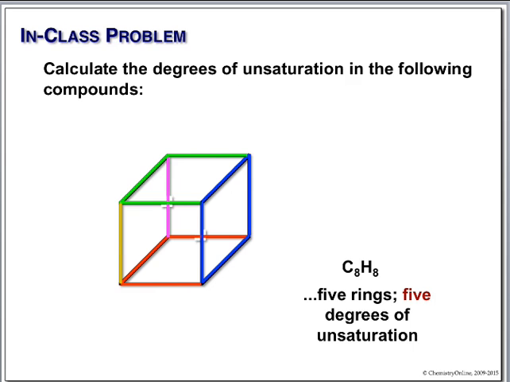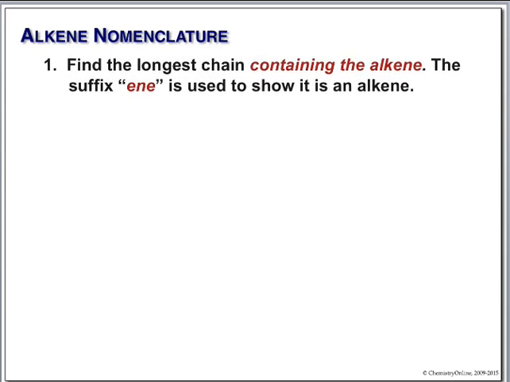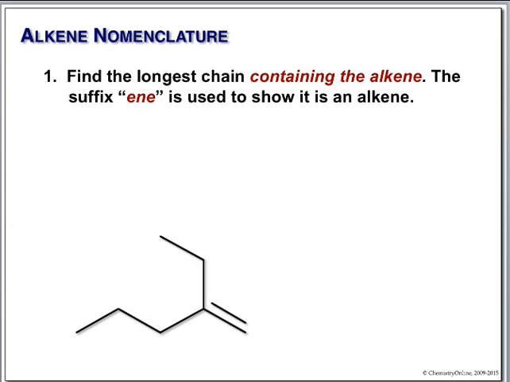Let's go on and do our next big thing here. And this is nomenclature. Okay? Every time we meet a new functional group, one of the first things we're going to do is simple nomenclature. We already know how to name alkanes. We're all really good at that. There are just some slight differences that we need to use for alkenes.